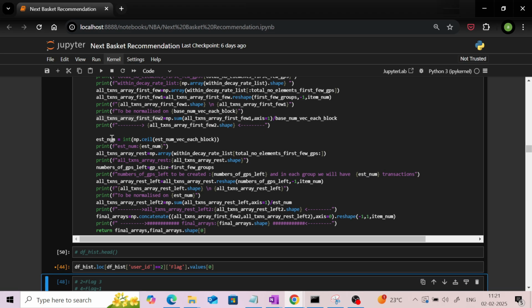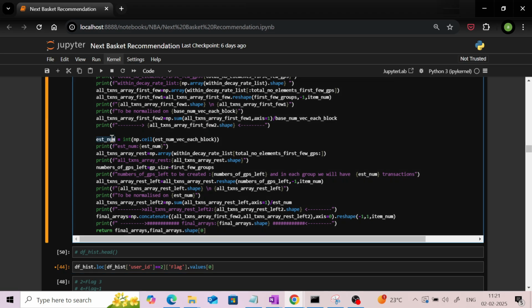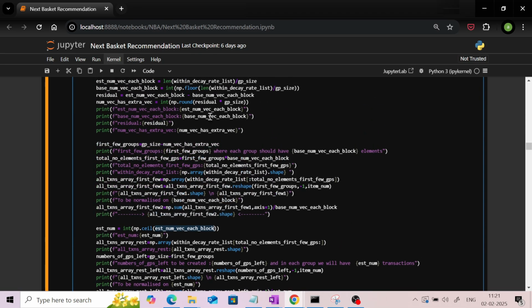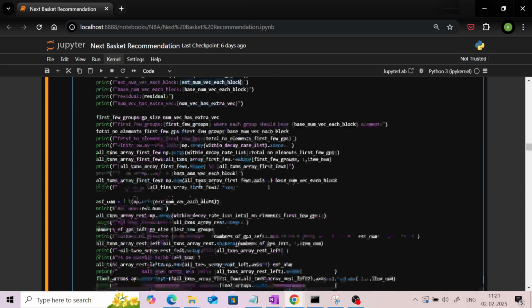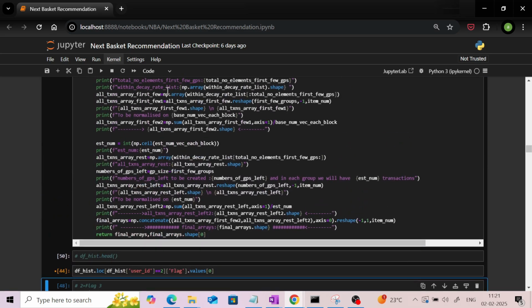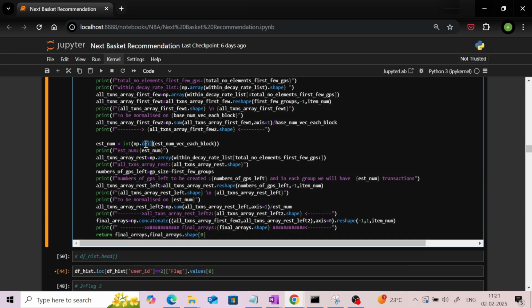So here, first of all, we are calculating the estimated number, which is basically the ceil version of this variable. If you see, the estimated number of vectors in each block was 2.14. When we do a ceil of that, ceil means there are two mathematical functions.